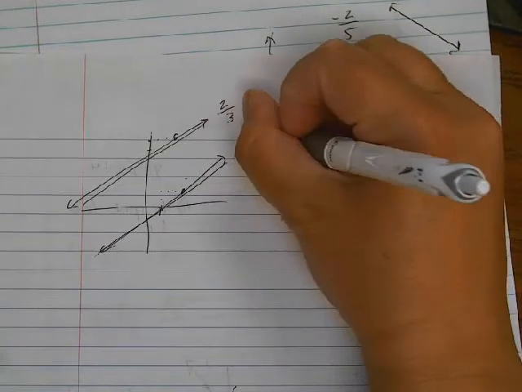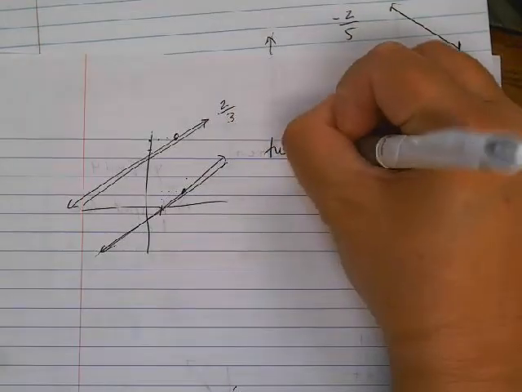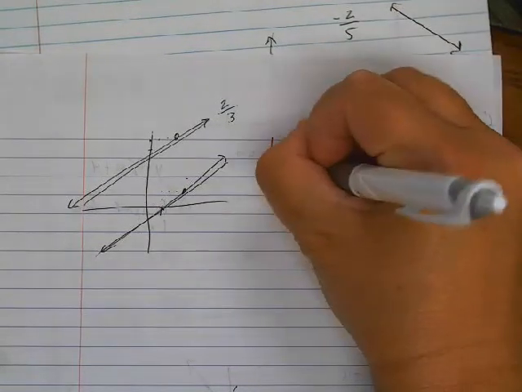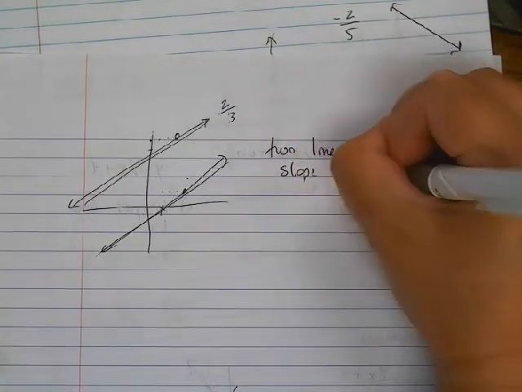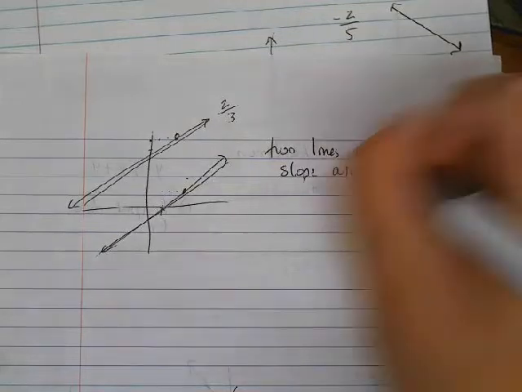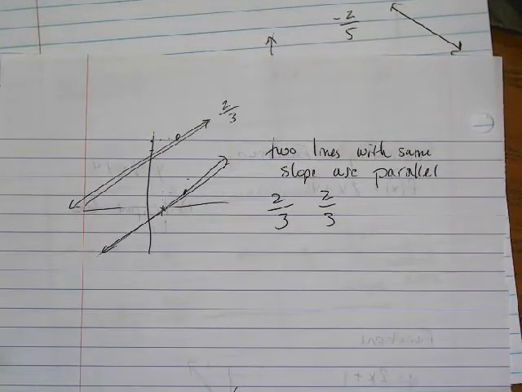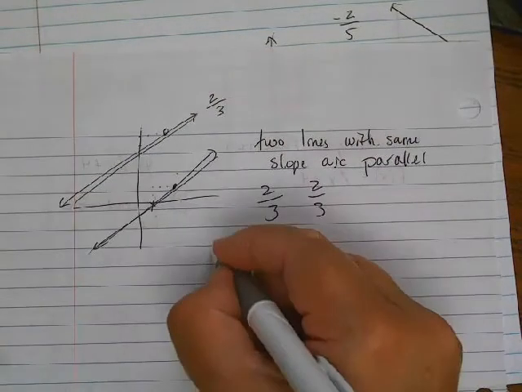So two lines with the same slope are parallel. So 2/3, 2/3, we have two parallel lines. Now, 4/6 would work too, you have to reduce. But what if lines are perpendicular?